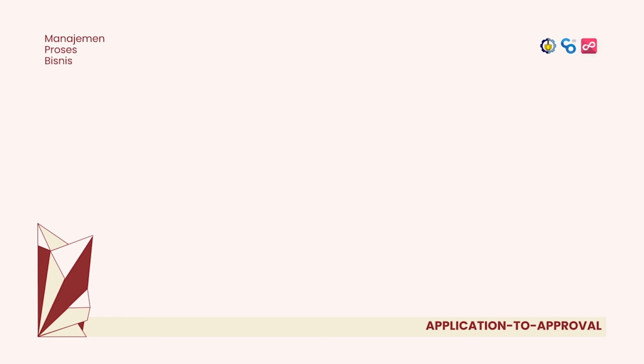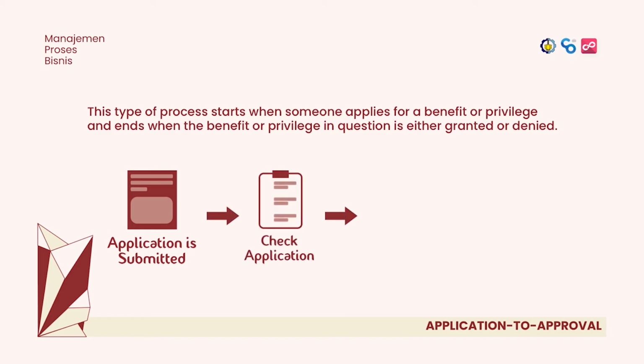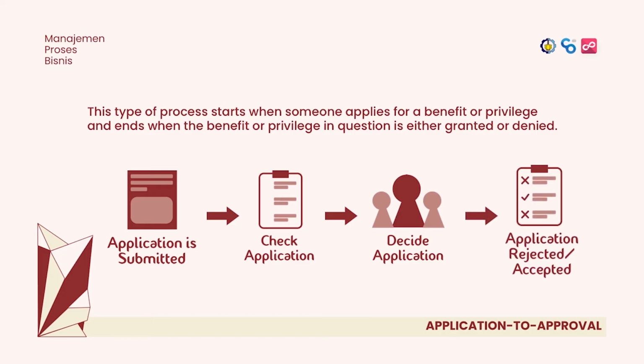Application to approval. This type of process starts when someone applies for a benefit or privilege and ends when the benefit or privilege in question is either granted or denied. This type of process is common in government agencies, for example, when citizens apply for building permits or when entrepreneurs apply for business licenses, for example, to open a shop or restaurant.